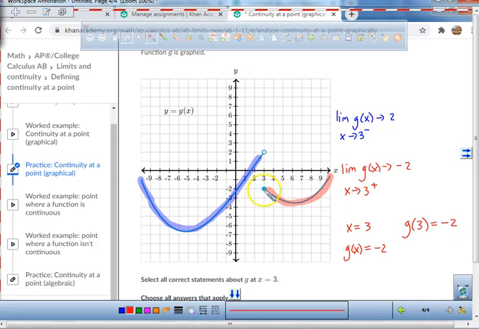So it is defined right there at that point. But you can see we have jump discontinuity happening here, so therefore it's not going to be continuous because it doesn't keep flowing like the other one.